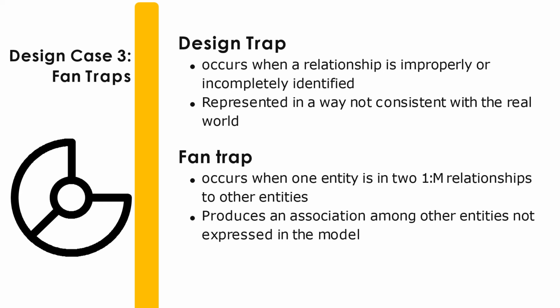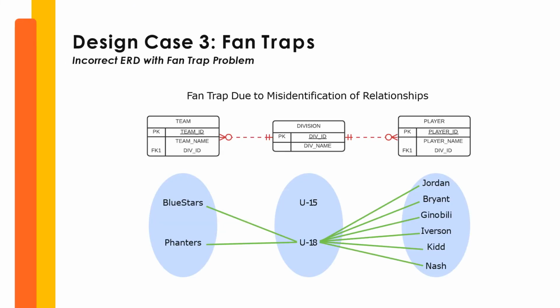Let's take a look at an example. So here we have an incorrectly designed entity relationship diagram with a fan trap problem. As you can see, the division has a one-to-many relationship with the players, and the division also has a one-to-many relationship with the team. So we can see here one entity that has a one-to-many relationship with two independent entities. But it makes sense if you think about it. However, this is a fan trap because, as we have said, a fan trap occurs when you have an entity that has a one-to-many relationship with other entities.